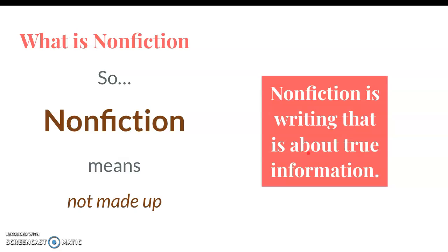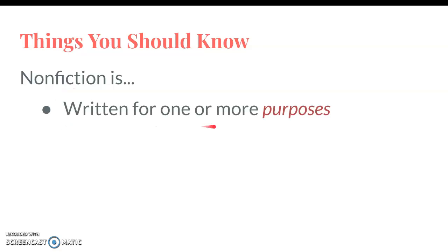Alright, let's move on. Some things you should know before we get started with the different types of nonfiction. Nonfiction is written for one or more purposes. Now, I know this feels very obvious. Why would you write something if you didn't have a purpose? It's important for us, though, to make sure we understand what the author's purpose is, because if we don't, then we might not understand it exactly the way that they wanted us to. We'll talk about that more a little bit later.